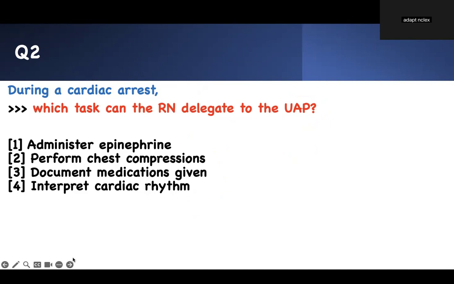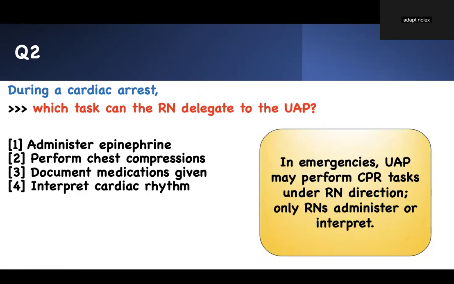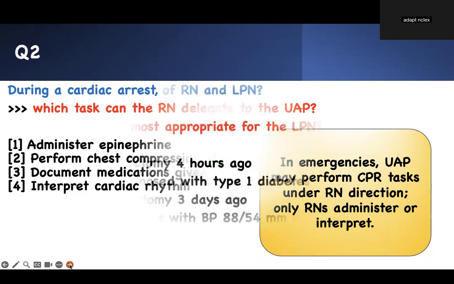What do you think? This is the concept you can use. In an emergency, the UAP can perform CPR under RN supervision or direction, but they cannot give anything. They cannot interpret. Remember, most of the time, they are the ones doing CPR, so the nurse is available to observe the EKG and to administer medication. Therefore, the right answer is number 2. This can be safely delegated to the UAP.